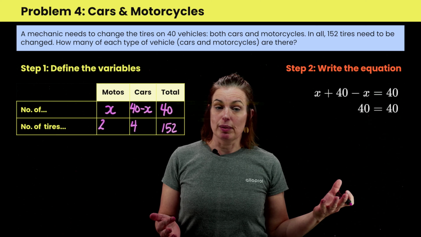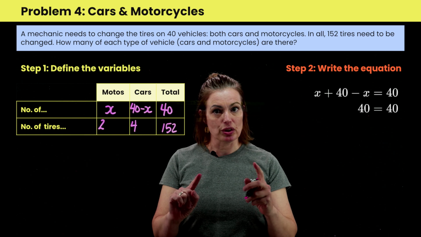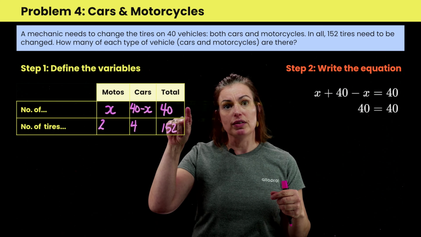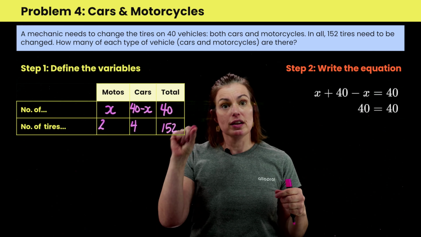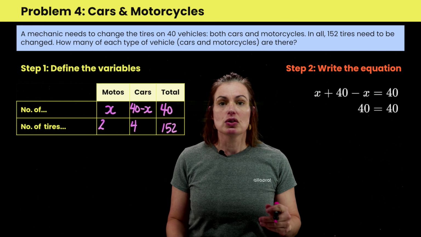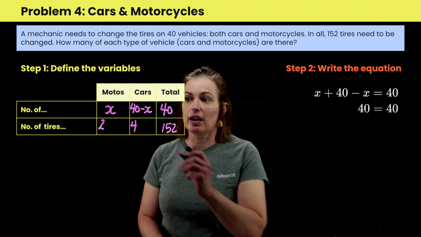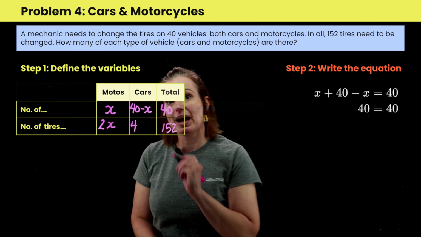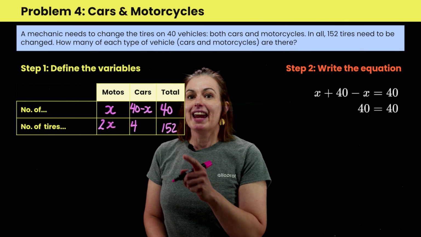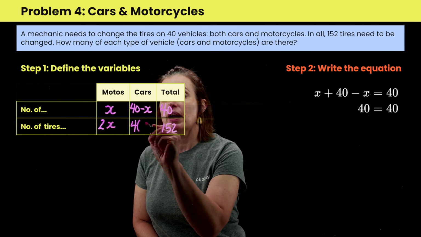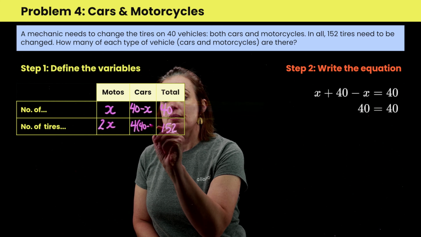How do we advance the problem? Well, remember we talked about tires here. This is where we have to start incorporating the number of vehicles with the number of tires on each vehicle. In order to do that, I'm going to take the number of tires that motorcycles have and multiply it by the number of motorcycles. And for cars, I'm going to take the number of tires that cars have and multiply that by the number of cars.